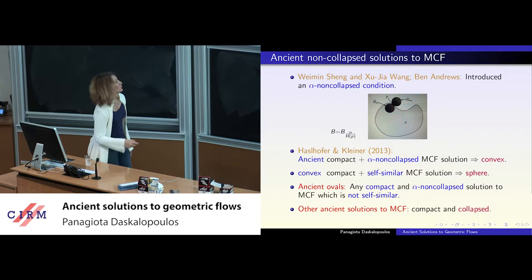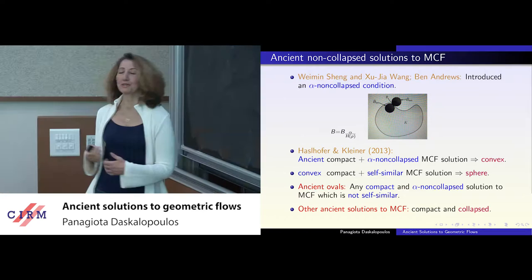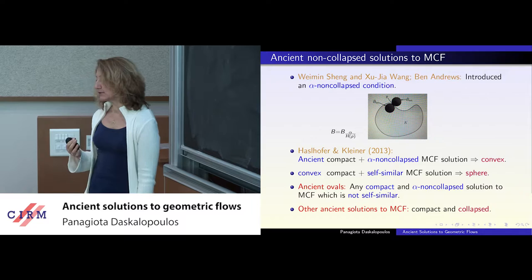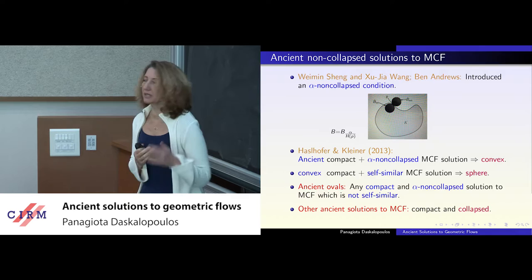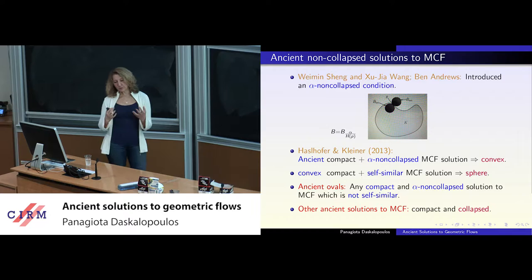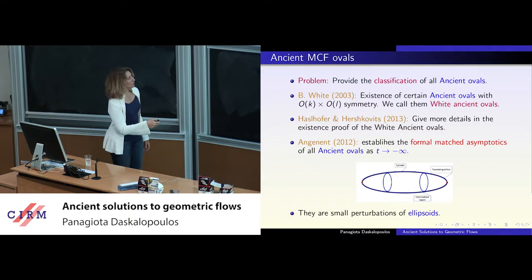On the other hand, there is another result that says a convex, compact, and self-similar ancient solution of mean curvature flow is the sphere. So convexity with self-similar gives you the trivial solutions. Nevertheless, there exist these solutions which are rotationally symmetric with O(n) times O(n-k) symmetry. I will write it down. And so they're not self-similar. And the picture is very similar to what I showed you before. So you have these solutions that look again like this.